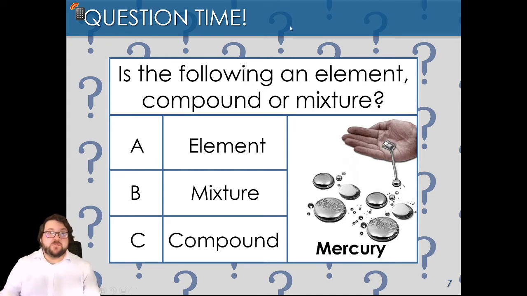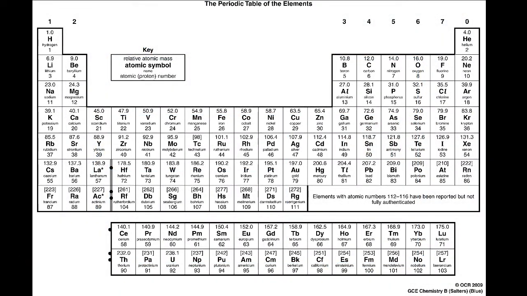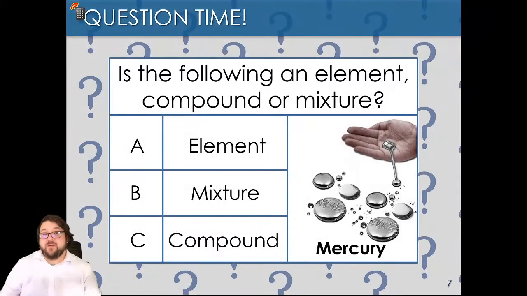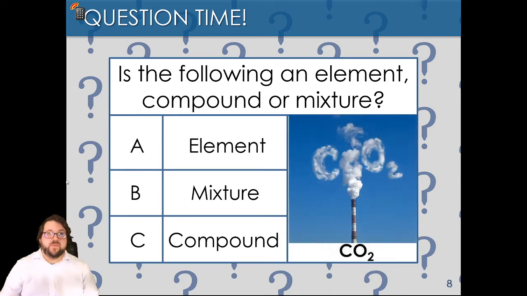So the answer is that mercury appears on the periodic table all on its own. So where is mercury? Right at the bottom of the D block on the right-hand side, just before it becomes the P block. Proton number 80 is mercury there. So mercury appearing on the periodic table, and this not being a mixture of anything, mercury is an element then. So A is the correct answer for this one. It's an element. How about carbon dioxide?